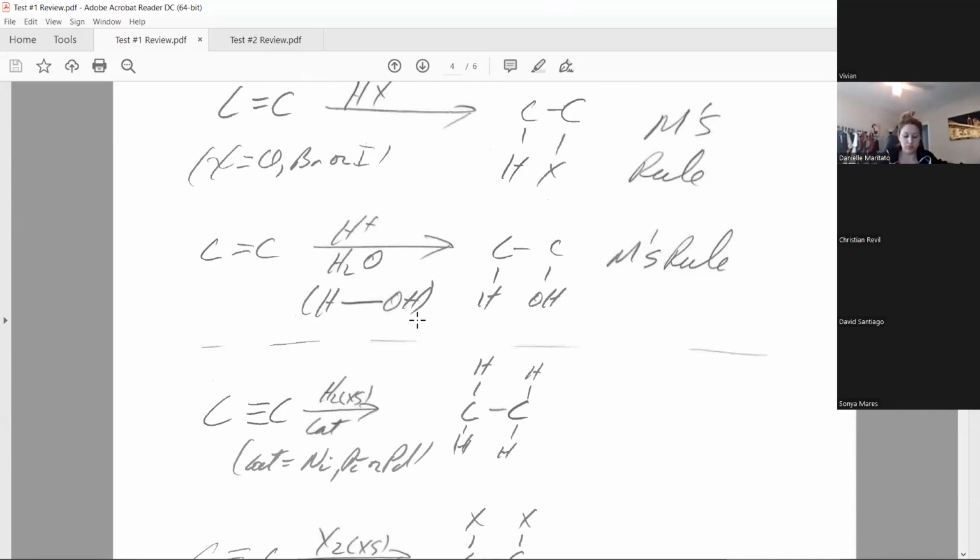Water is HOH. You break the pi bond, one carbon gets H, the other gets OH, and it follows Markovnikov's rule. The carbon with the most hydrogens gets the hydrogen, the other carbon gets OH, which, as you learn later on, is called the hydroxyl group. Oh, let's have some fun with that.